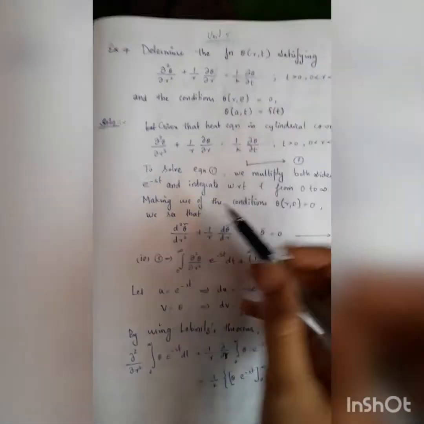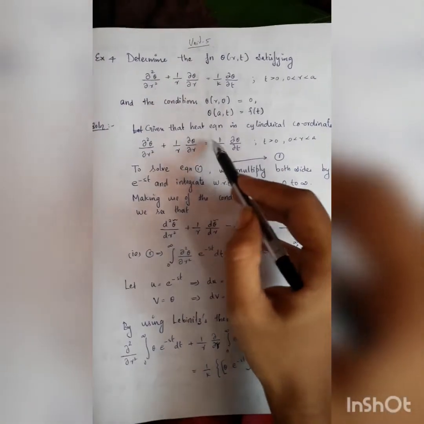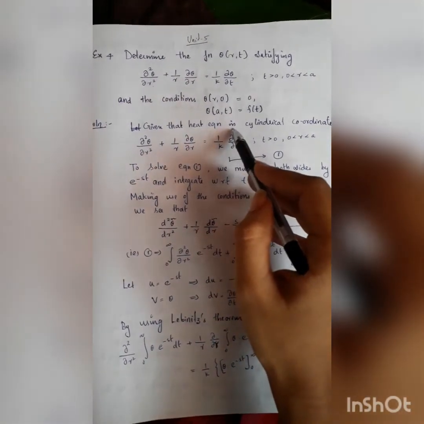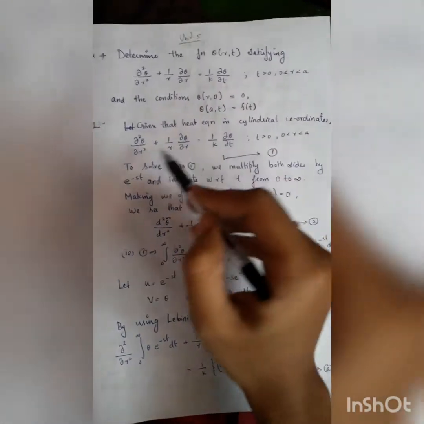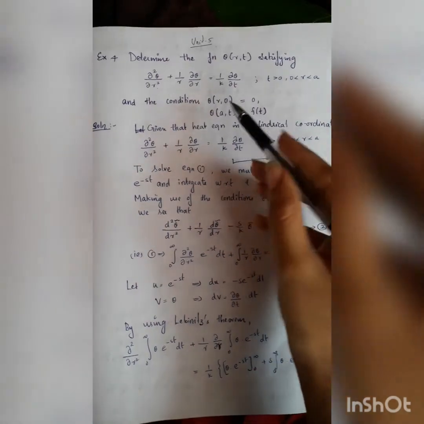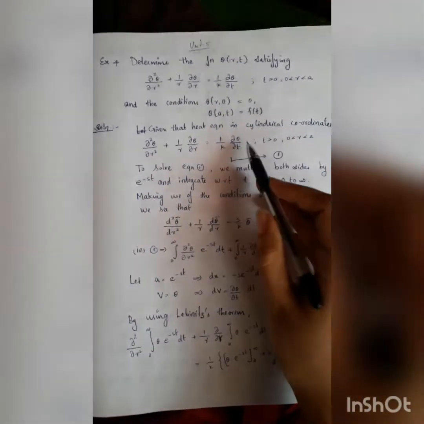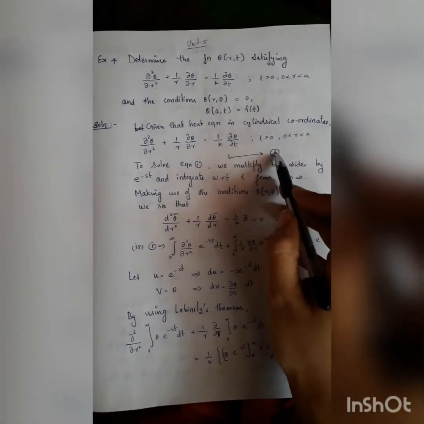So for the solution, let us take this equation as equation 1. That is, given the heat equation in cylindrical coordinates, ∂²θ/∂r² + (1/r) ∂θ/∂r = (1/k) ∂θ/∂t, where t greater than 0 and 0 less than r less than a, say this equation as equation 1.